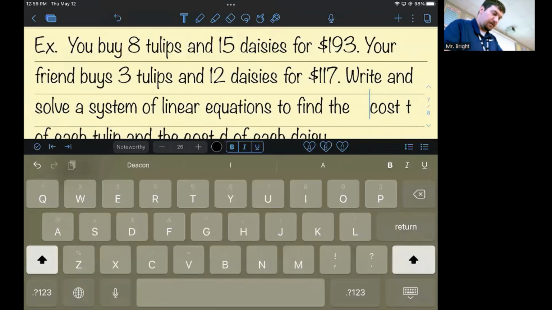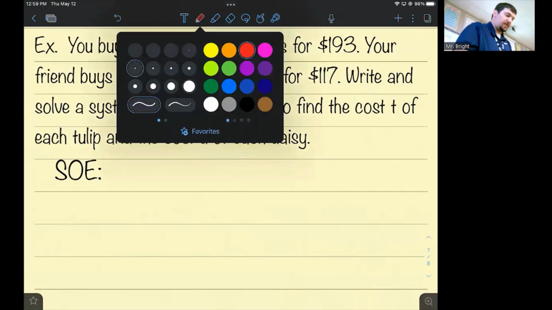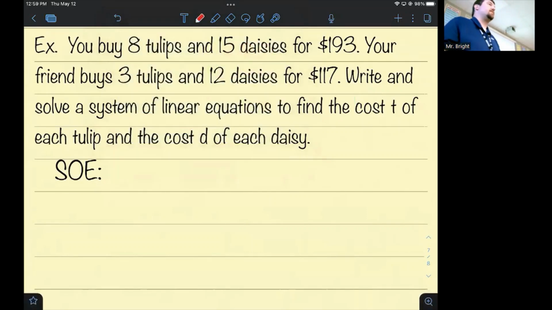of each tulip and the cost D for each daisy. So we're going to use T for the cost of a tulip and D for the cost of a daisy. So we're going to have two equations here, one for you and one for your friend.